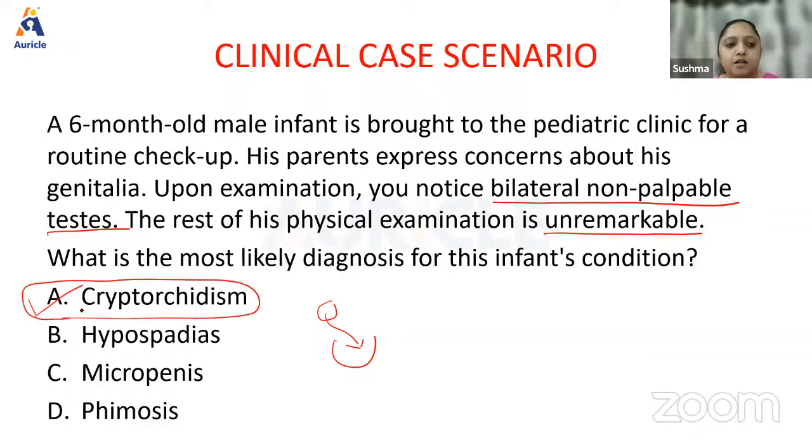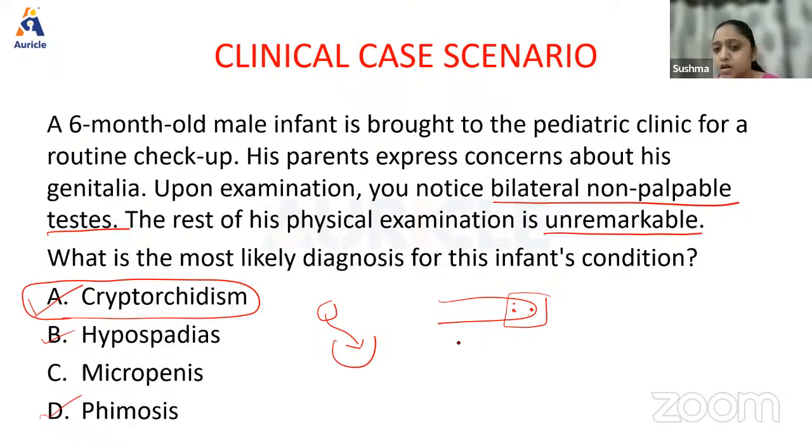Cryptorchidism is a condition where the testis fail to descend to the scrotal area. And what is hypospadias? If you look at the penile shaft, the urethra is actually placed more anteriorly. It is the most anterior structure there. In hypospadias, the urethral opening will be present elsewhere, not where it is supposed to be. It may be present here, it may be present here, it may be present somewhere here. This condition is called hypospadias.